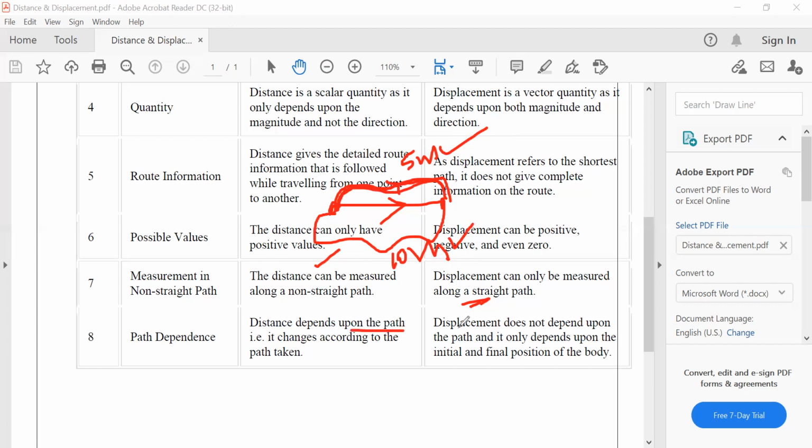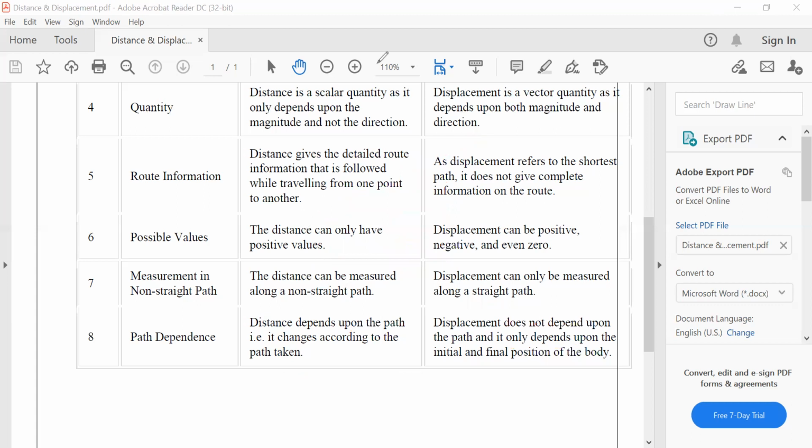And displacement does not depend upon the paths, and it only depends upon the initial and final point of the body. If suppose here is one point and here is another point, it only depends upon the initial point and final point. So these are all the differences between distance and displacement.